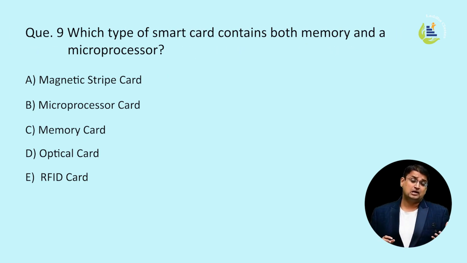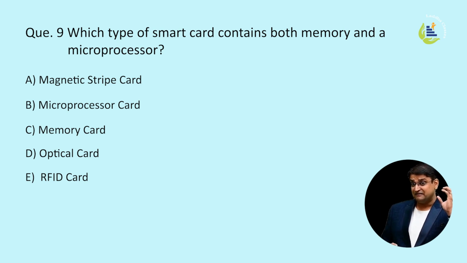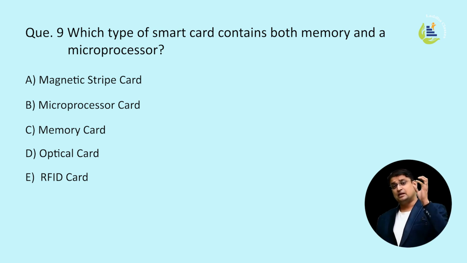Question 9. Which type of smart card contains both memory and a microprocessor? Options are magnetic stripe card, microprocessor card, memory card, optical card, RFID card. Correct answer option is B, microprocessor card.